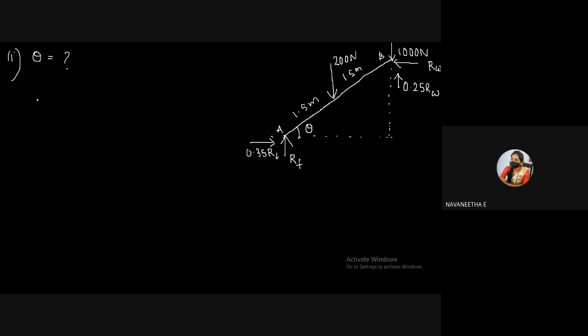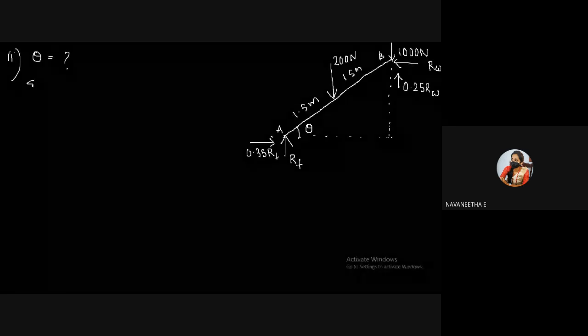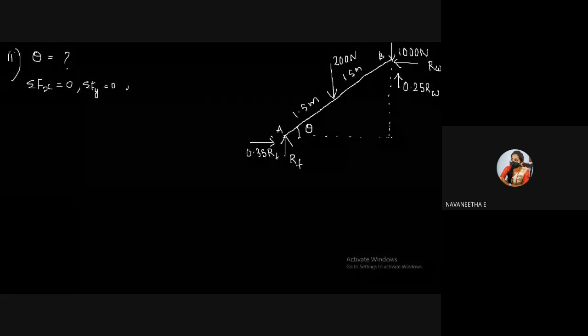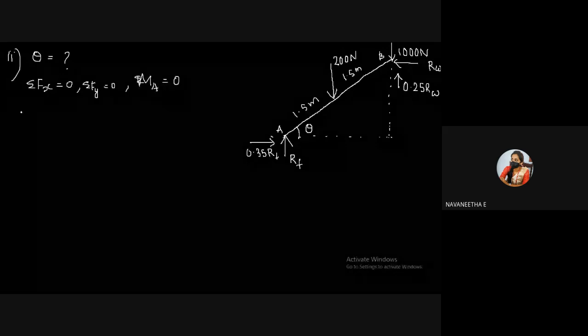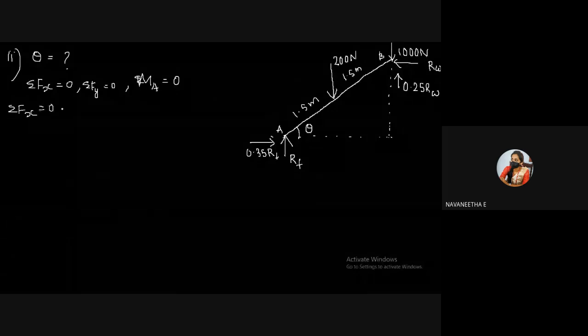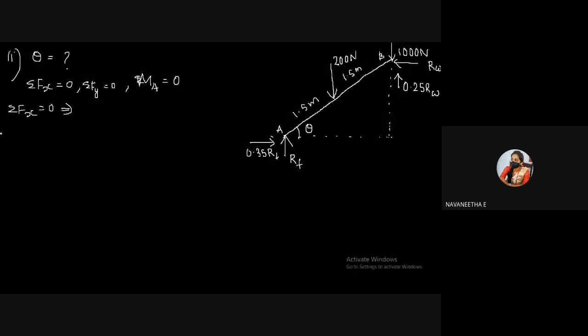Now apply the equilibrium condition: sigma Fx equal to 0, sigma Fy equal to 0, and sigma MA equal to 0. So apply this condition. Tell me, what is sigma Fx equal to 0? What are the forces which are acting in x direction?